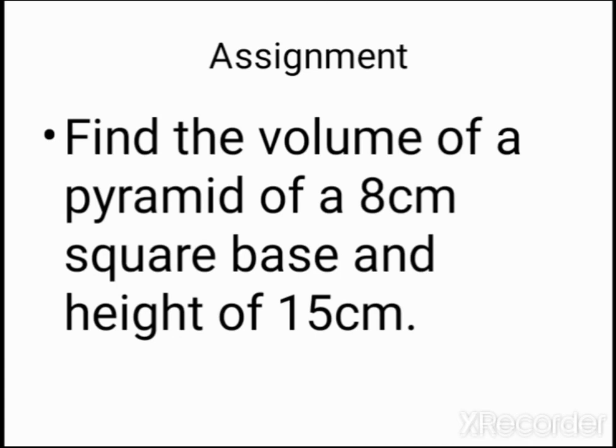Now for your assignment, you solve this problem for me. Find the volume of a pyramid of an 8 centimeter square base and height of 15 centimeter. Since you are told that the base is square, you just input the formula: the square is L square times the height. Then we are given the height. I know this is quite easy for you to solve.